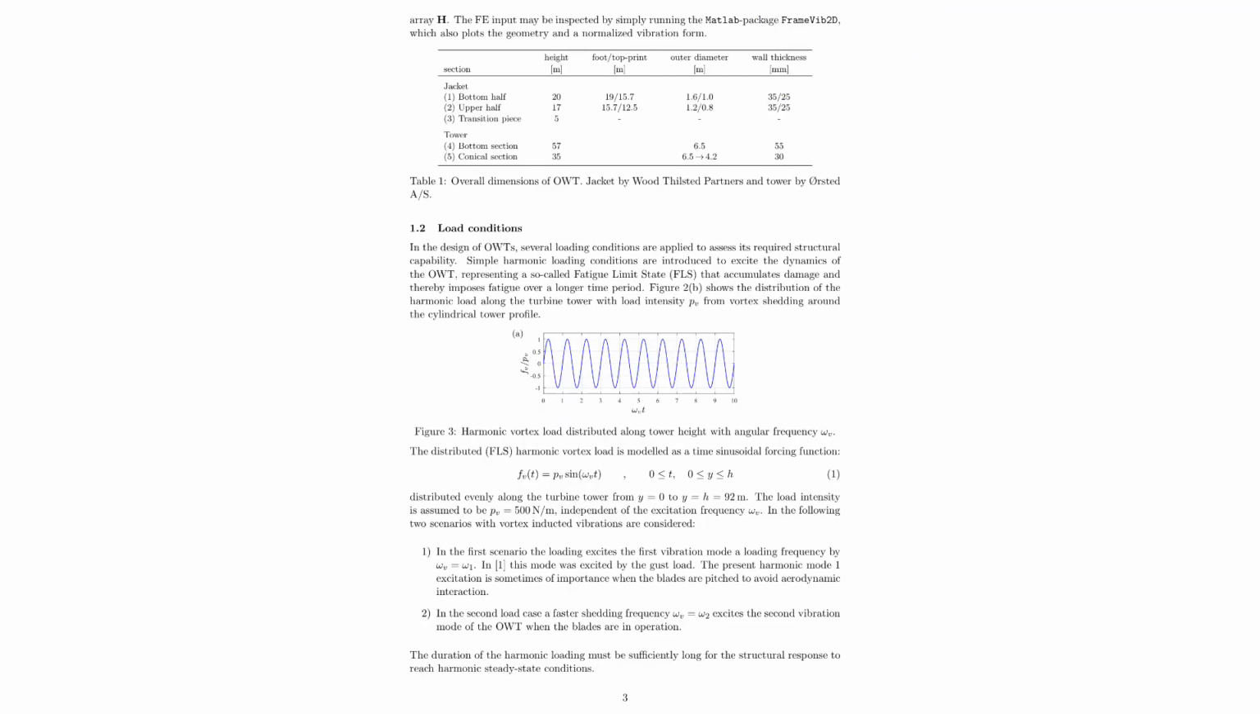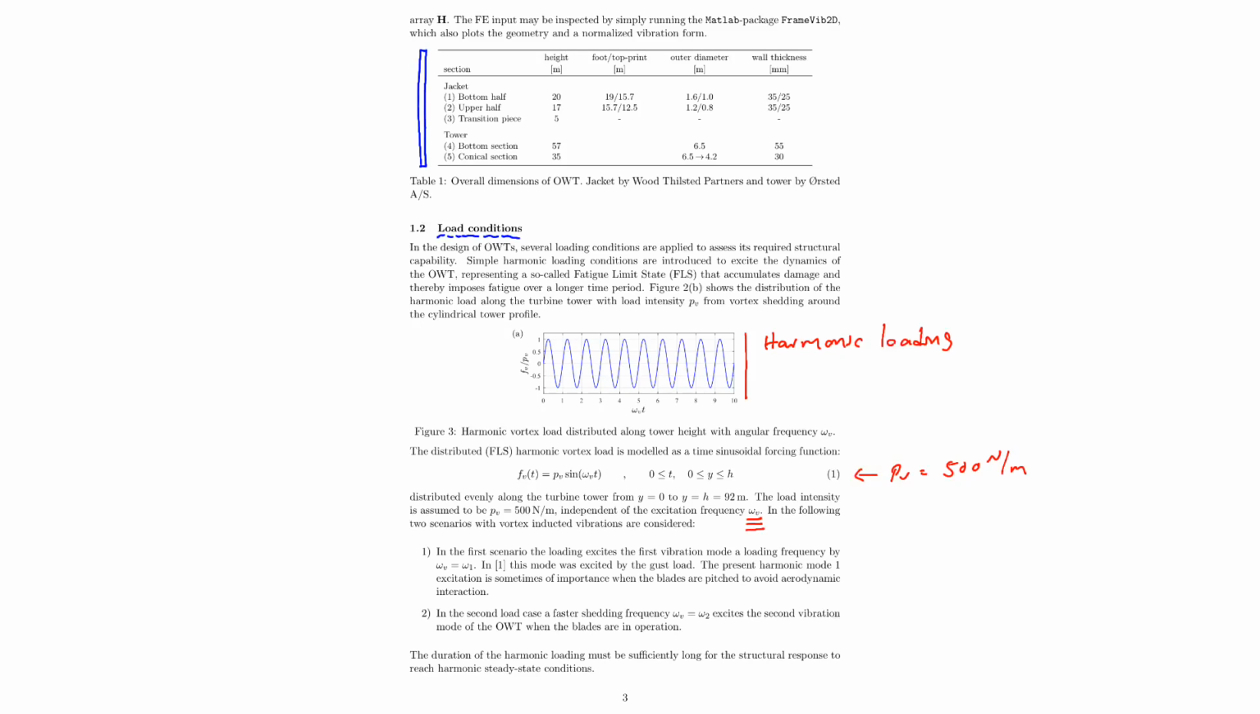The structure itself is again defined, and it's the same table as we had in report number 1, so there's no need to extensively review this table if you're already acquainted with it from report number 1. So let's go back to the loading. So as you can see, there's no gust loading applied here, it's only harmonic loading. And this loading is, as in report number 1, described by a sine function, and PV is again these 500 Newton per meters. What is new is that we are going to change omega V.